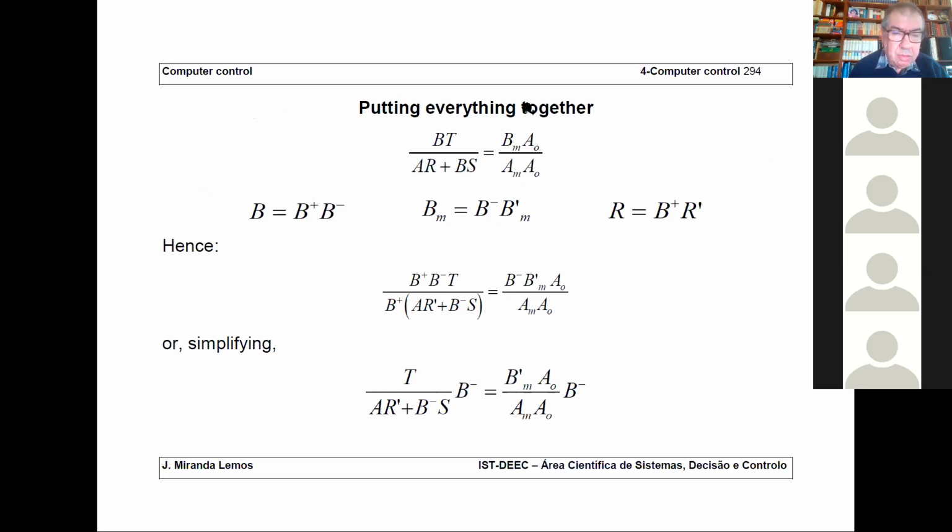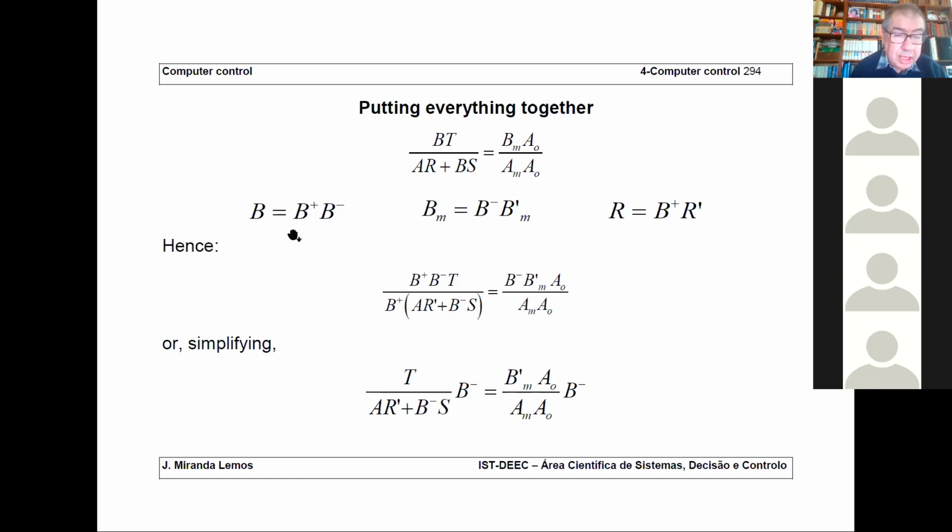This is the equation that we want to solve. This is the closed loop transfer function in terms of R, S, and T. And these are the specifications, and this is something that we are going to specify. Later, I will tell you how to specify AO. Okay? And now, I split B in the product of two polynomials.